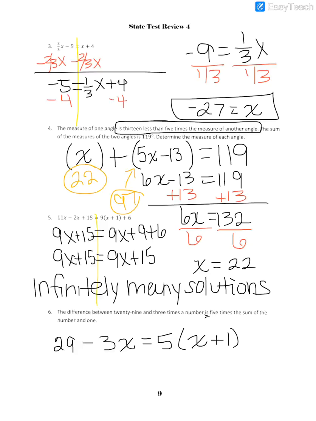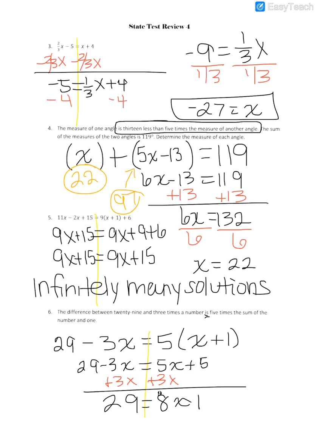Okay, so now I'm going to solve this out. So I have 29 minus 3x equals 5x plus 5. I have x's on both sides, but the negative 3 is smaller, so I'm going to add it. Okay, 29 equals 8x plus 5 minus the 5 from both sides. Okay, so I get 24 equals 8x, divide by 8. X equals 3.